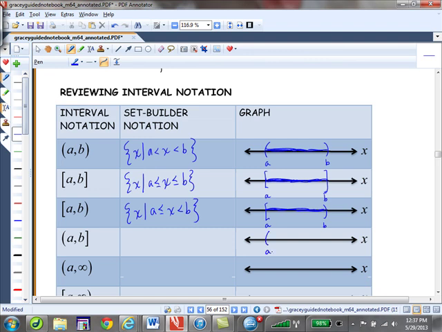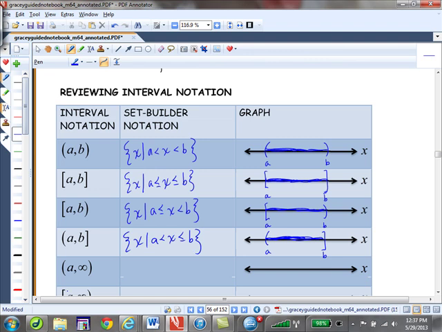Switching it around, if we don't include the A, the graph would look something like this. So we would have x such that A is less than x, which in turn is less than or equal to B.